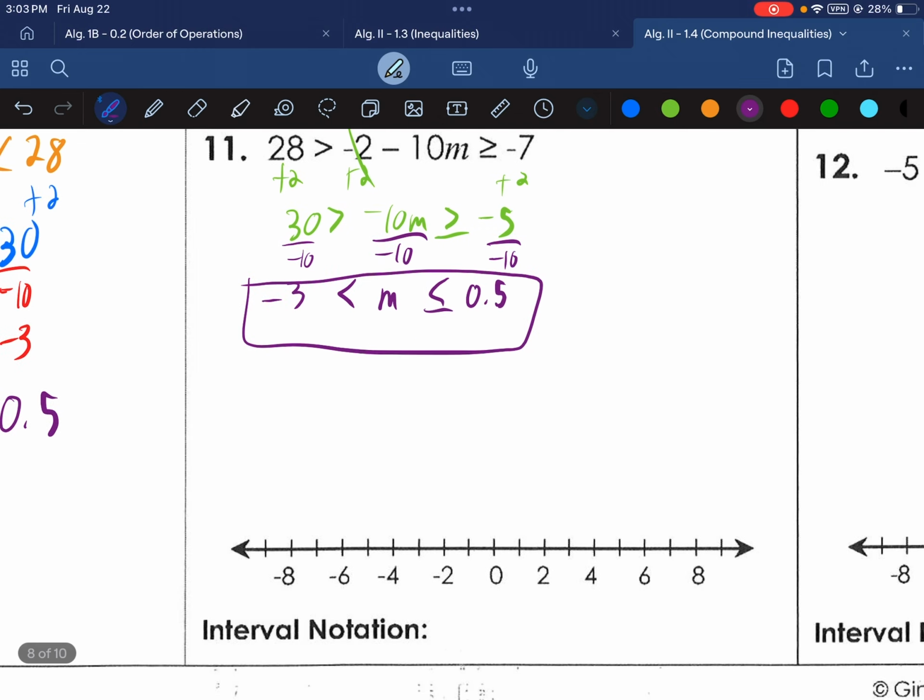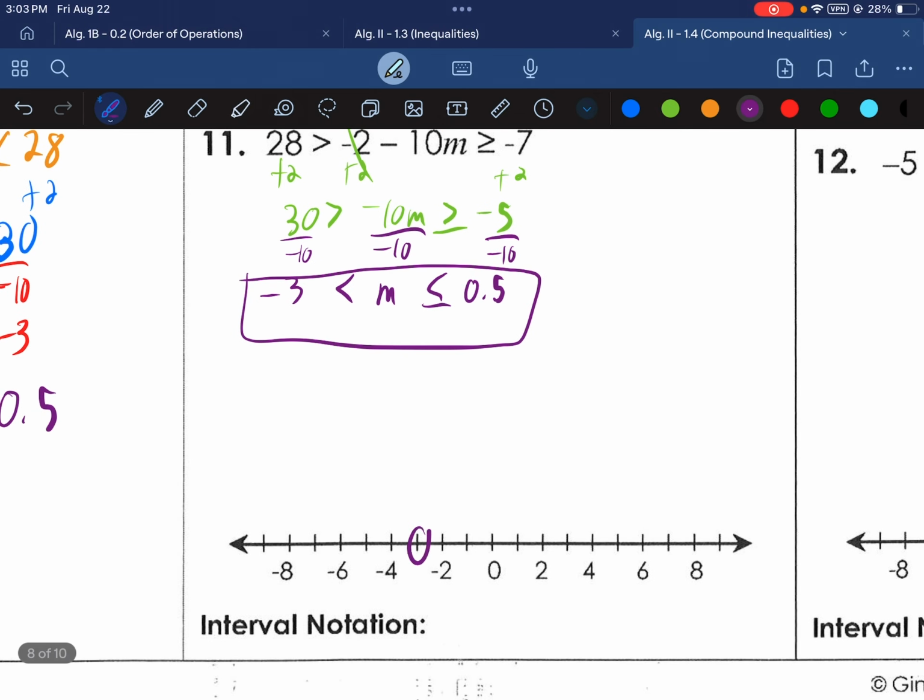So now as we graph this, I'm going to put negative 3 with an open circle, 0.5, which is halfway between 0 and 1, with a closed circle, and connect the two. Going to put negative 3, comma, 0.5, or 1/2, and negative 3 has a parenthesis, and 0.5 has a bracket.